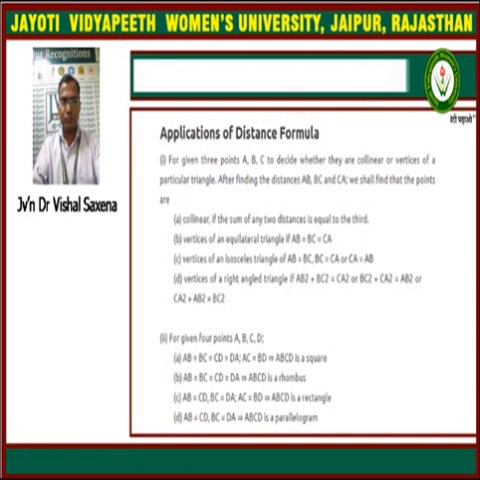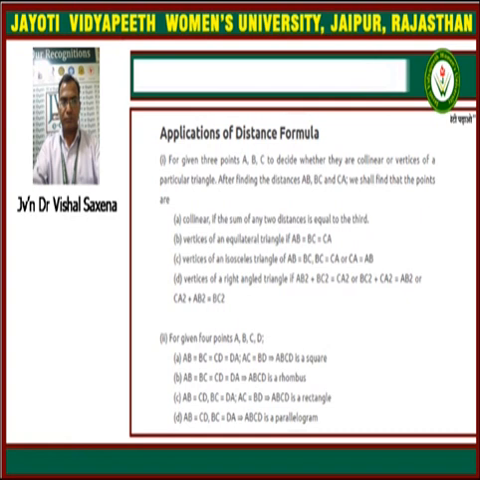The next point is if we have to show that ABCD is a square, then we can show that all the sides are equal, and all the sides can be determined by the distance formula, and the diagonals are equal, AC equal to BD, then it is a square. If we have to show that ABCD is a rhombus, then the condition for the rhombus is that all the 4 distances must be equal.